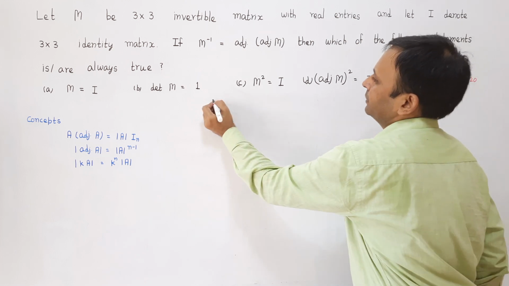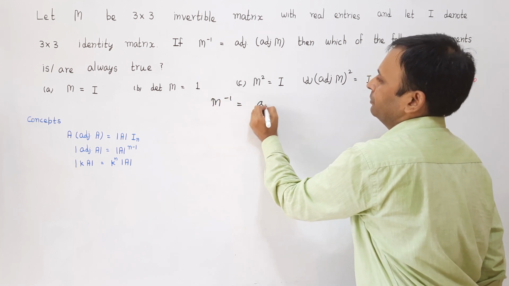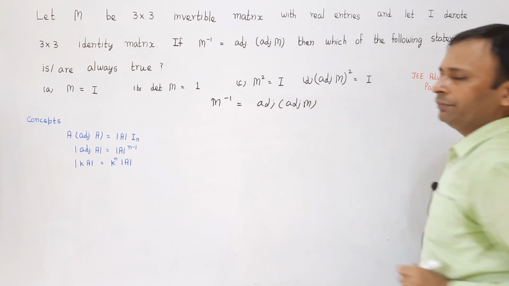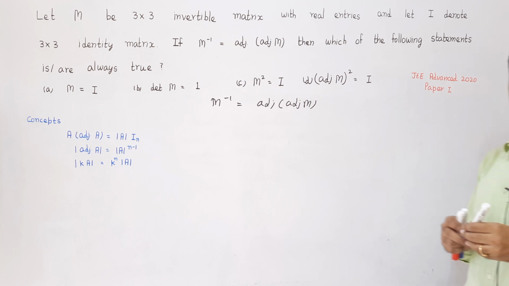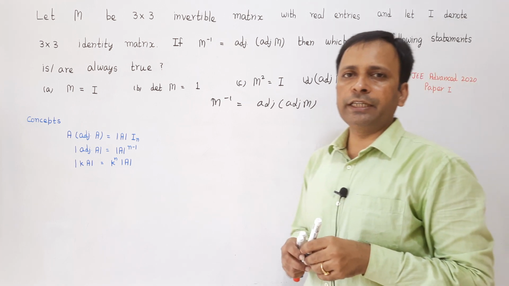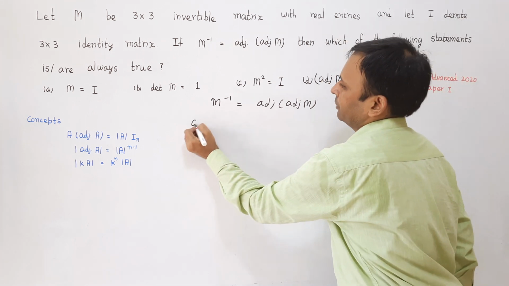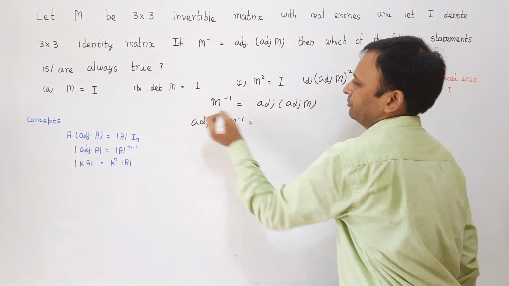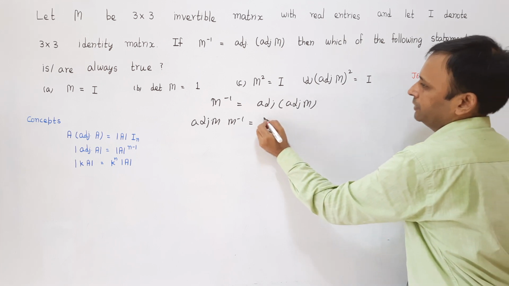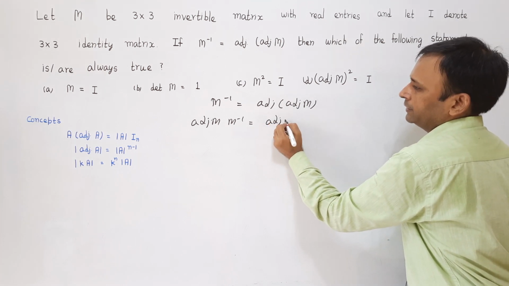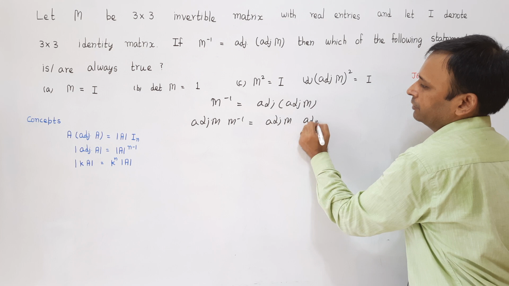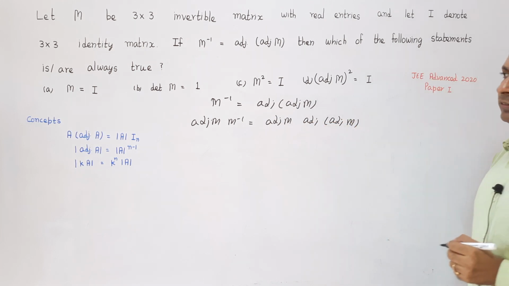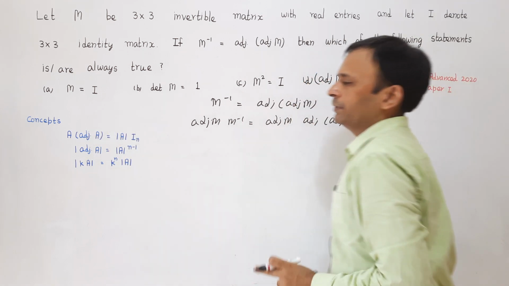So what I have been given is M inverse is equal to adjoint of M. First thing we will do is the pre-multiplication of adjoint of M on both the sides. So if I multiply adjoint of M on both the sides, the left hand side becomes adjoint of M into M inverse. On the right hand side I have adjoint of M into adjoint of M. Why I have done this is I can make use of the first property.